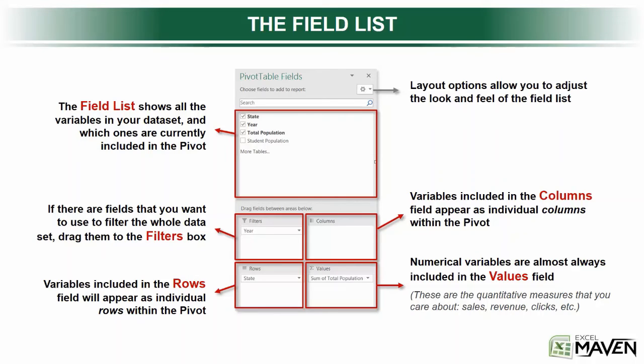And then finally we have the filters box in the top left, where we can store any field that we might like to use to filter the entire pivot table view. By dragging in year like we see here, we're now able to view state populations for any specific year or any specific subselection of years by manipulating that filter. So let's jump into Excel and actually practice this.